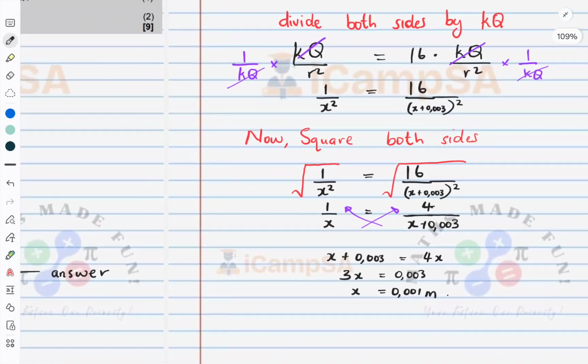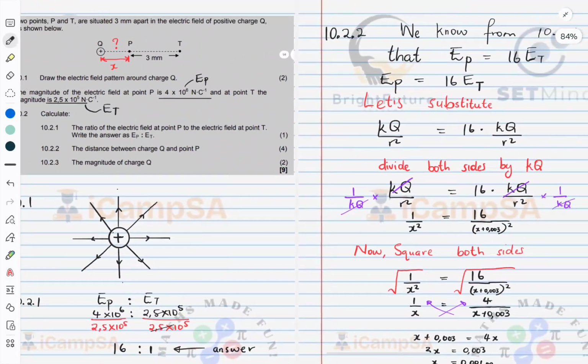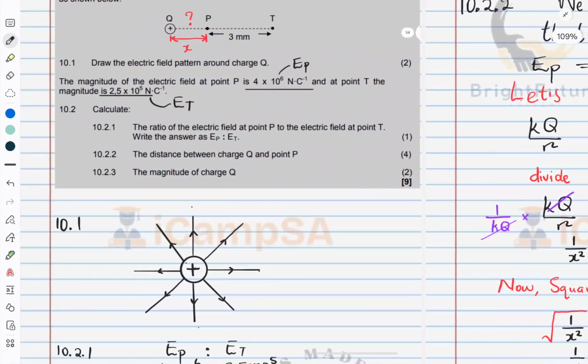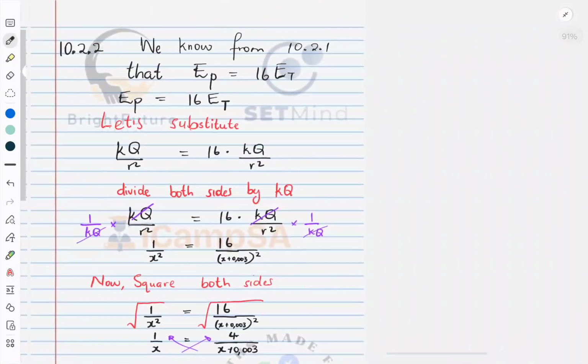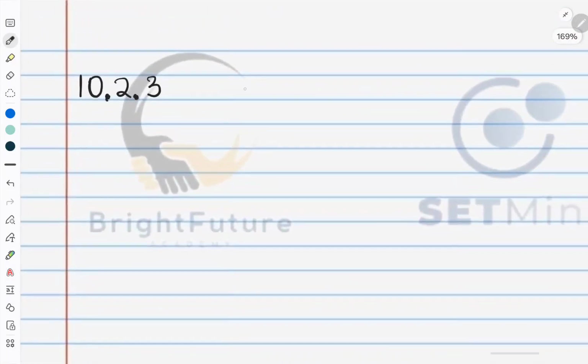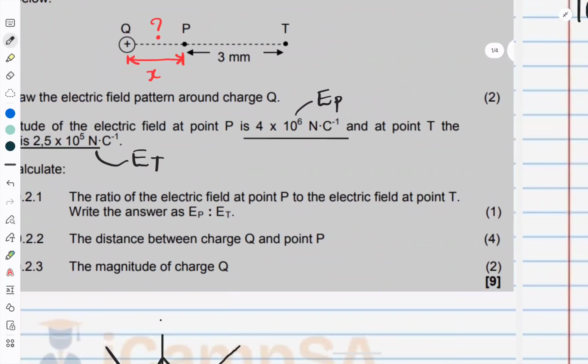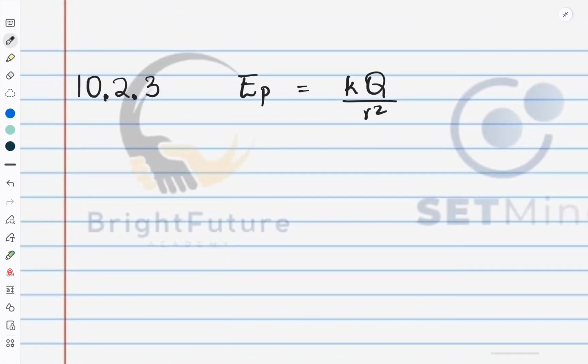All right, so this is how you would tackle this question. Be very aware of your mistakes as well. Anyone can make them, by the way, but as long as you are able to go back and check where you might have made a mistake. So let's say we want to find EP. We're going to say KQ over R squared, right? So we're told to find the magnitude of Q. Let's make Q subject of the formula then. So we can say Q is EP times R squared, all this over K.